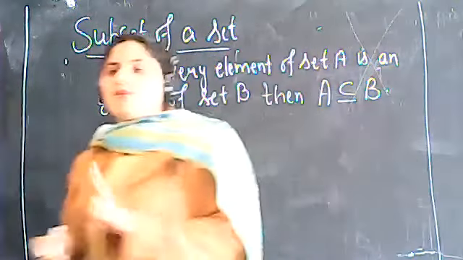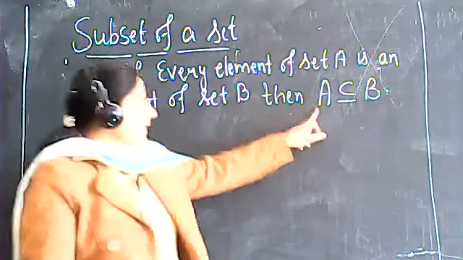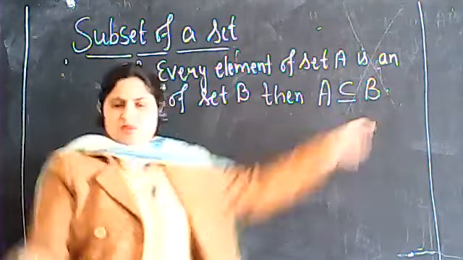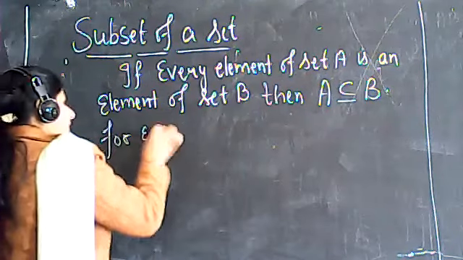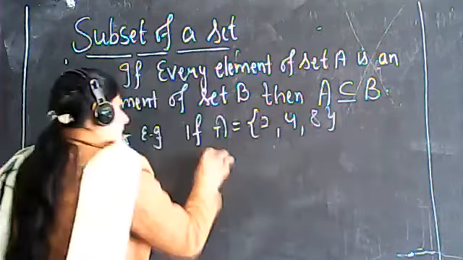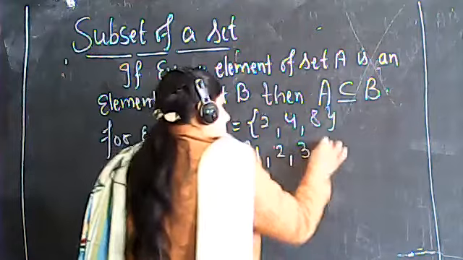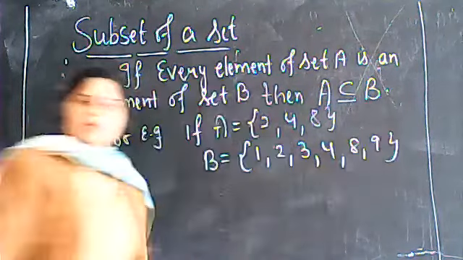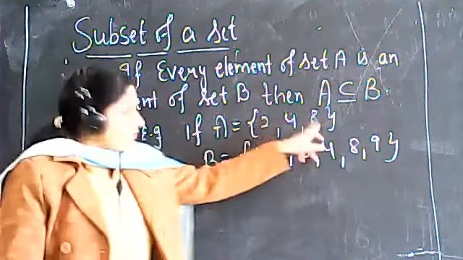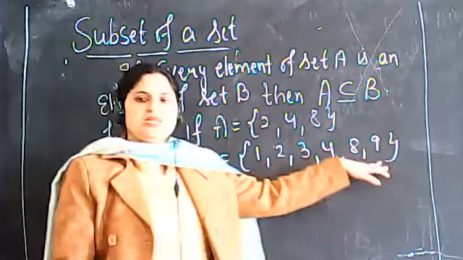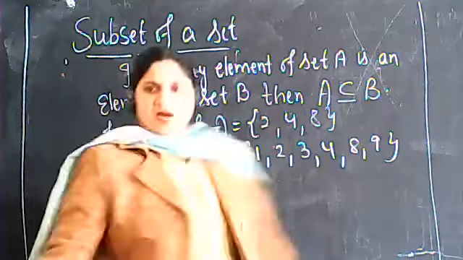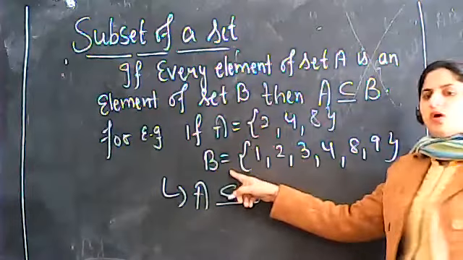Now, what do you mean by subset? Suppose we have taken an example of 2 sets, that is A and B. A will be a subset of B if every element of A is also present in set B. For example, if A = {2, 4, 8} and B = {1, 2, 3, 4, 8, 9}. I have taken an example of 2 sets. The set A consists of 3 elements and this is the set B which consists of these 6 elements. Now, in this case, A is a subset of B. Why? Because every element of A is also present in B.